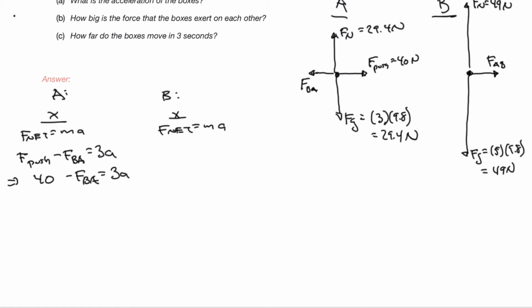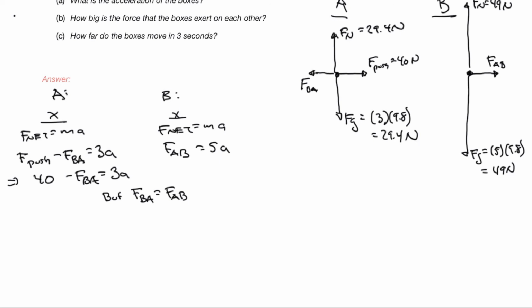Now let's look at box B. Box B only has one force, force of A on B, and it acts in the positive direction, and that's equal to 5A. So ultimately what we see here is a system of two linear equations, and we want to be able to solve. The problem is the way it's written is there are three unknowns, FAB, FBA, and then the acceleration. But we know because of Newton's third law that F of BA equals F of AB. They have the same magnitude. That's what Newton's third law says. And so really, those two are the same value. We could call it F.